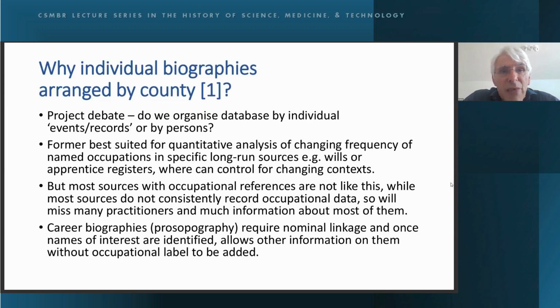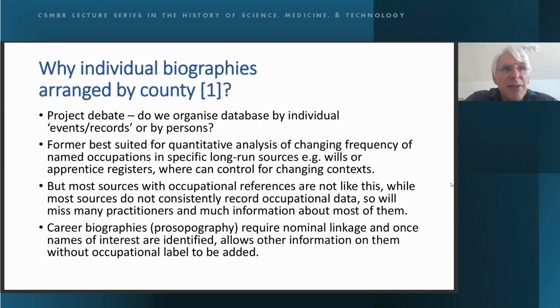There are many arguments in favor of one or other approach. And certainly if you're going to be basing a database on specific long-run sources, then there is a very good argument for the event-based model, if you like. It works extremely well in the quantitative analysis of the changing frequency of named occupations in specific long-run sources. One classic example would be that of wills. And a very important body of work was done from this, largely by Patrick Wallace and Justin Colson. We haven't as yet published the outcomes of that specifically for medicine, but an extremely important wider outcome about occupational analysis more generally has emerged in the work that Patrick and Justin published, which you'll see in the bibliography on the final page.